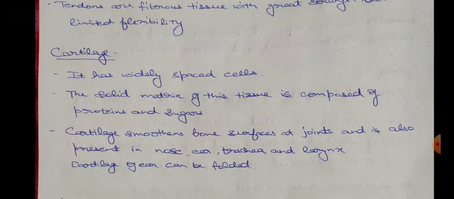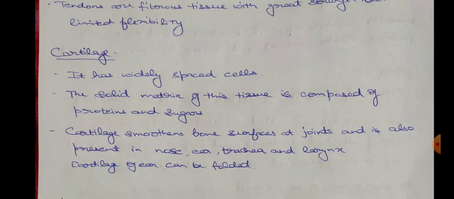Getting it? Like which tissue connects bone to bone? So you know it's ligament. Which tissue connects bone to muscles? Then it is tendons. Clear, students? So till now we have discussed plasma, bones, ligaments, tendons, cartilage.